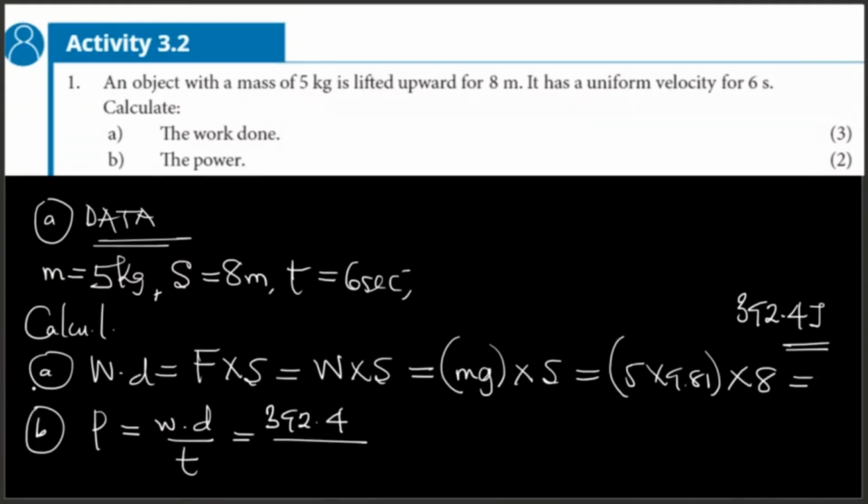So this one is going to be 392.4 divided by what? The time is 6 seconds. So this will give you what? 65.4 what? What's the unit for power? Watt. Don't forget to put the unit there. There is a half mark for the unit. These ones are easy ones.